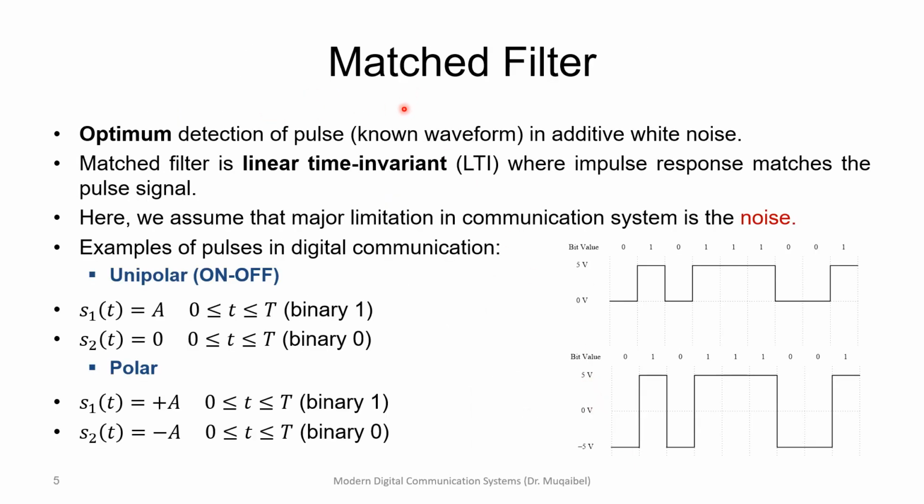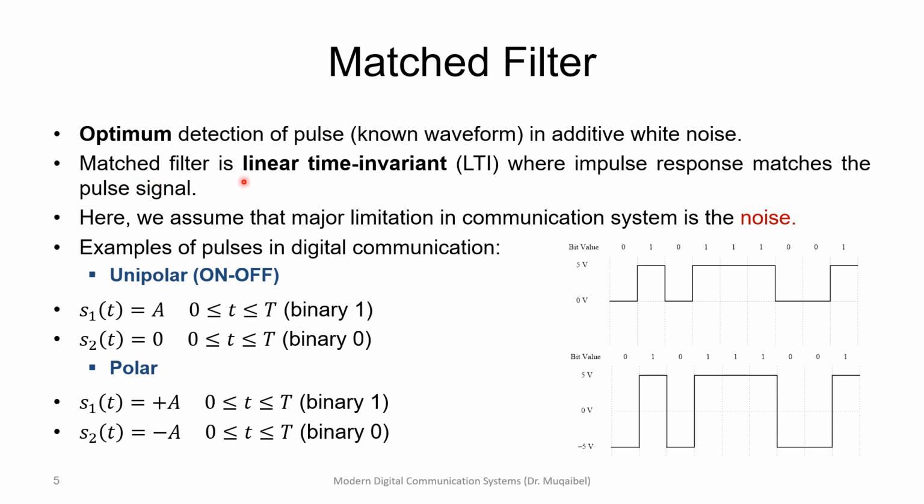So the answer to this question is the matched filter. The matched filter is the optimum detection of a pulse or a known waveform, whether it's a pulse or any other shape. It should just be known to the receiver, in the presence of additive white noise. We'll see that in detail, but for now we are jumping to the conclusion that whatever makes an optimum detection for pulses in the presence of additive white noise is called the matched filter.